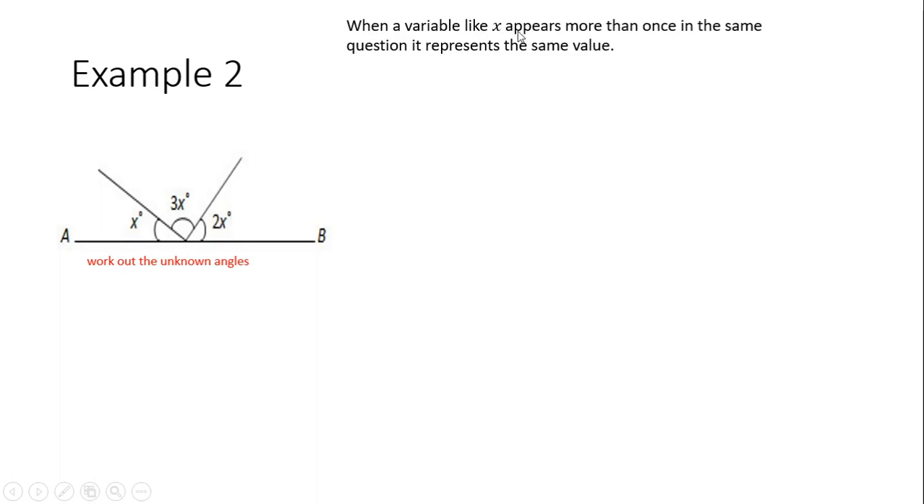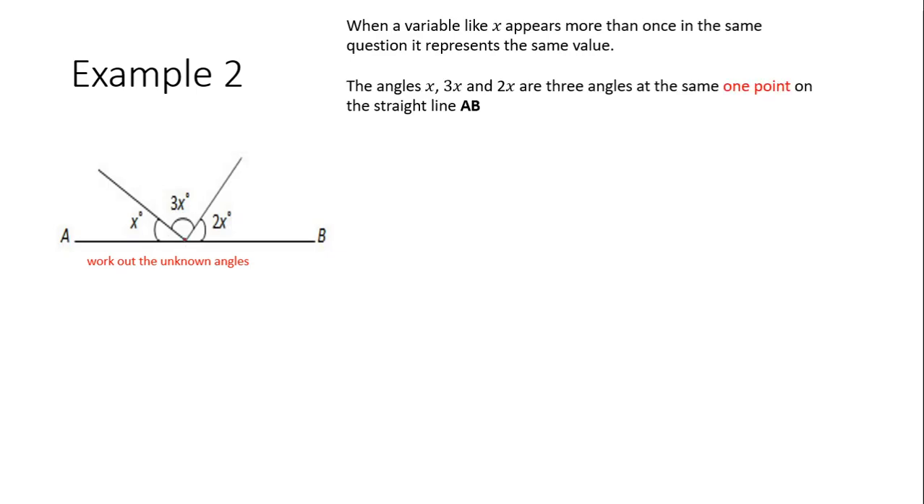When I have a variable like x more than once in the same question, it represents the same value. And that's important. Otherwise, we wouldn't be able to solve this. We would have 3 different numbers. We don't know what those numbers are. We know that they make a straight line, so they add to 180, but we can't solve. But using the same letter, we can write an equation, and we can simplify that equation and solve it algebraically, no problems.